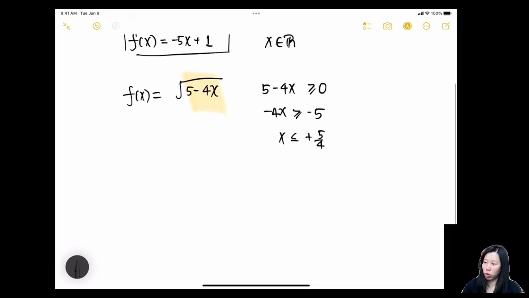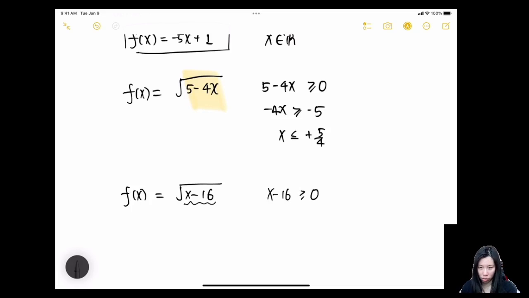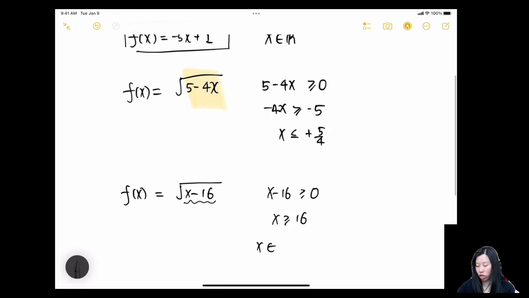So another example would be if I give you f(x) equals the square root of x minus 16. Again, you see the radical. The first thing you think about is, hey, everything under the radical has to be greater than or equal to 0. And then we solve for x. So the domain for x is x greater than or equal to 16. So you can write it in interval notation, which is 16 to infinity.